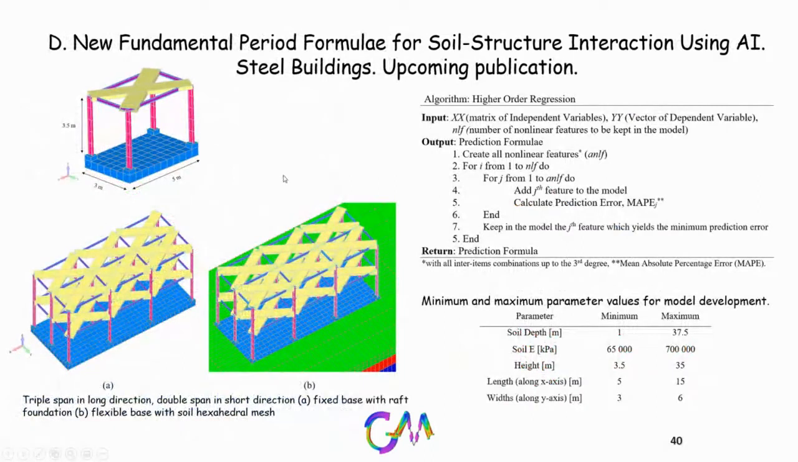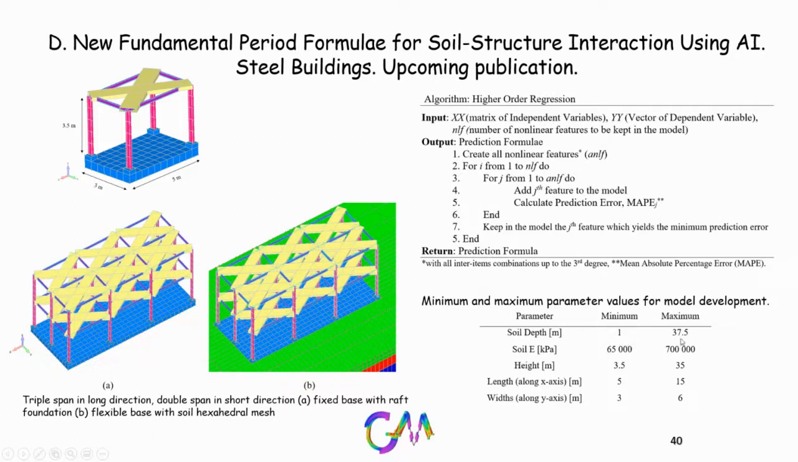This is the case of steel structures, Ashley's work. She is doing an amazing work. And this is the algorithm, the higher order regression algorithm that we're using with her to develop the predictive formula. And these are typical steel structures, which are founded on soil or they are fixed. And these are the maximum and minimum parameters for the model developed in terms of geometry and material properties.